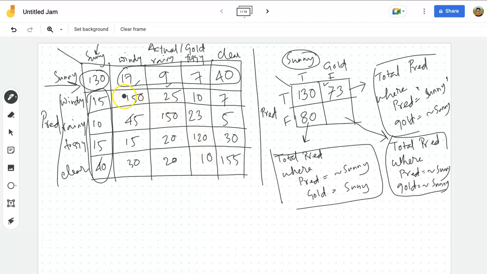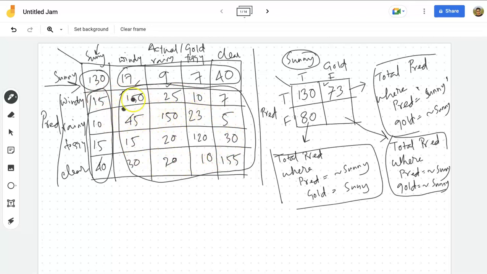So basically, if you just ignore the first row and first column, this is this part. In this part, if you check, it is suggesting the actual level is not sunny, and the prediction is also not sunny. So if you check all these cells, they are not involving other weathers but not sunny.